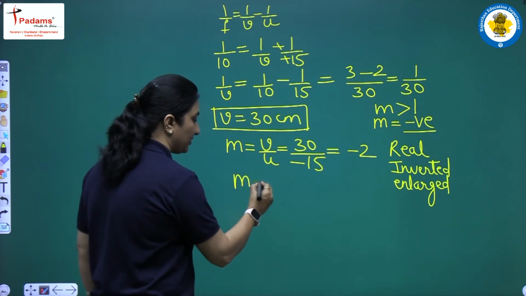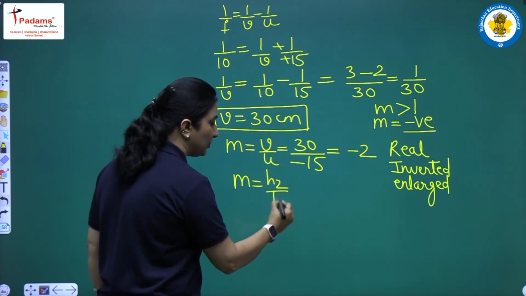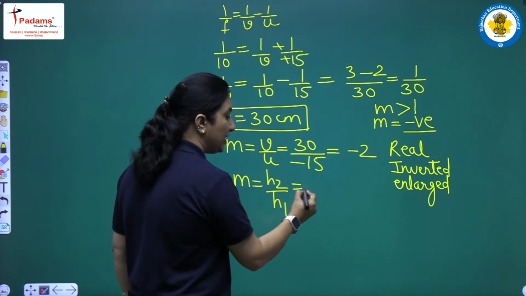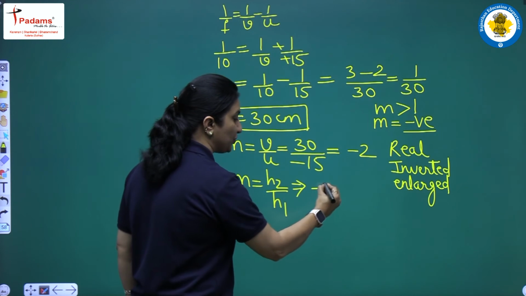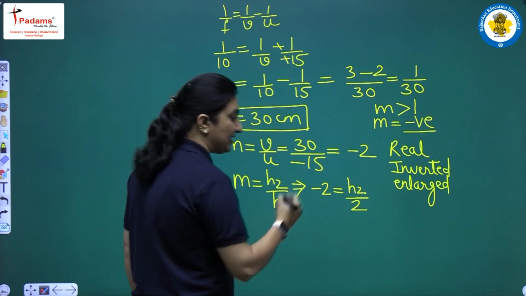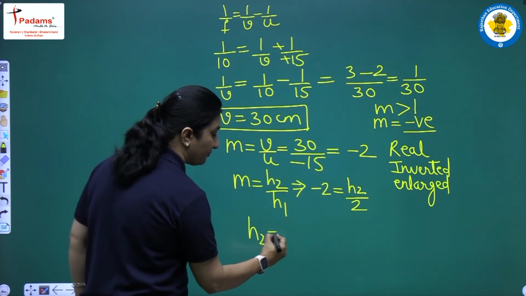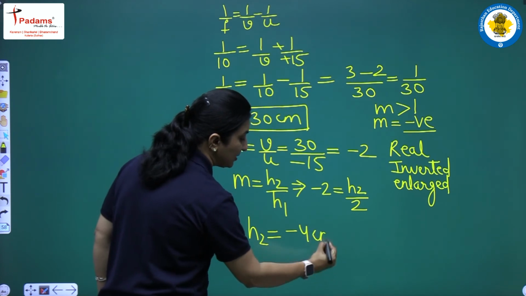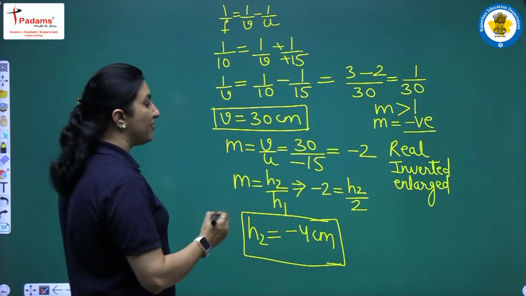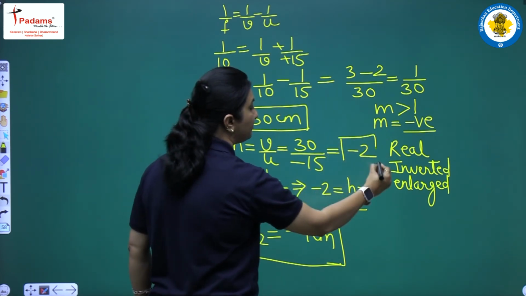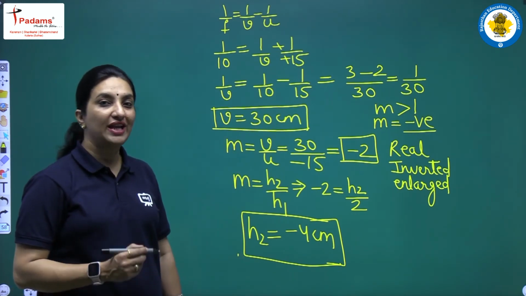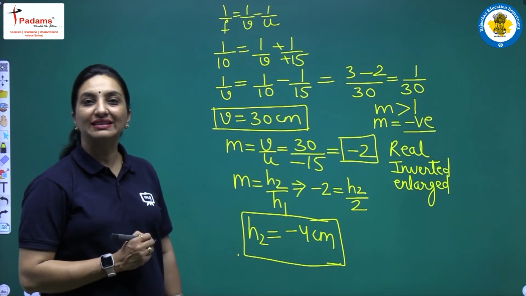Now, we need to calculate the size of the image. Again, the formula used is m is equal to h2 upon h1. So, here h2 we need to find and m is minus 2. So, minus 2 is equal to h2 upon h1 was 2 centimeters. So, the height of the image comes out to be minus 4 centimeters. So, here students, we have calculated the value of m, we have calculated the value of v, and we have calculated the value of h2, that is the size of the image.